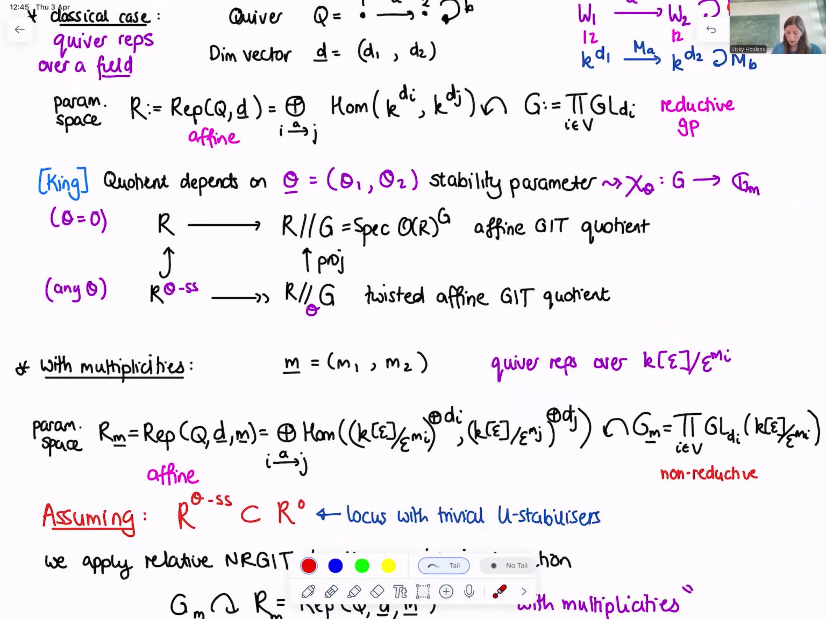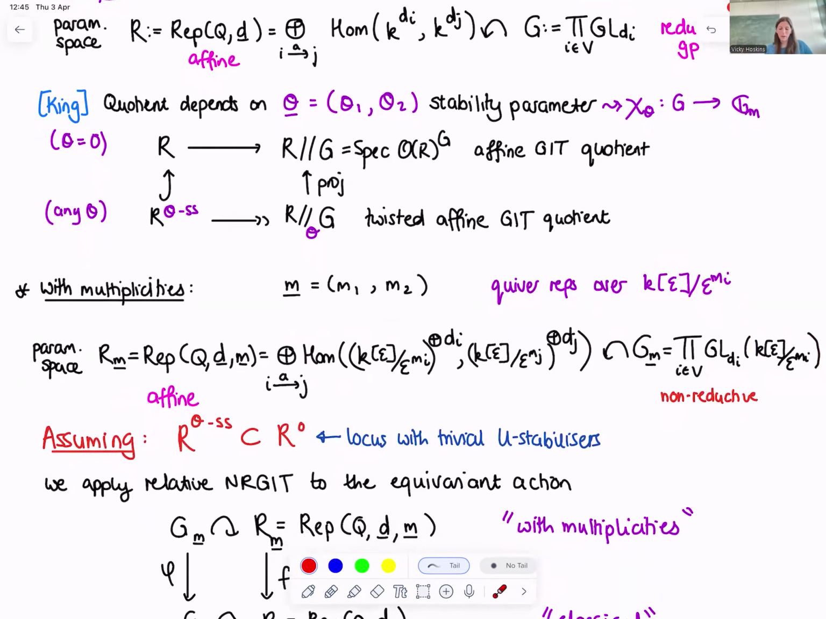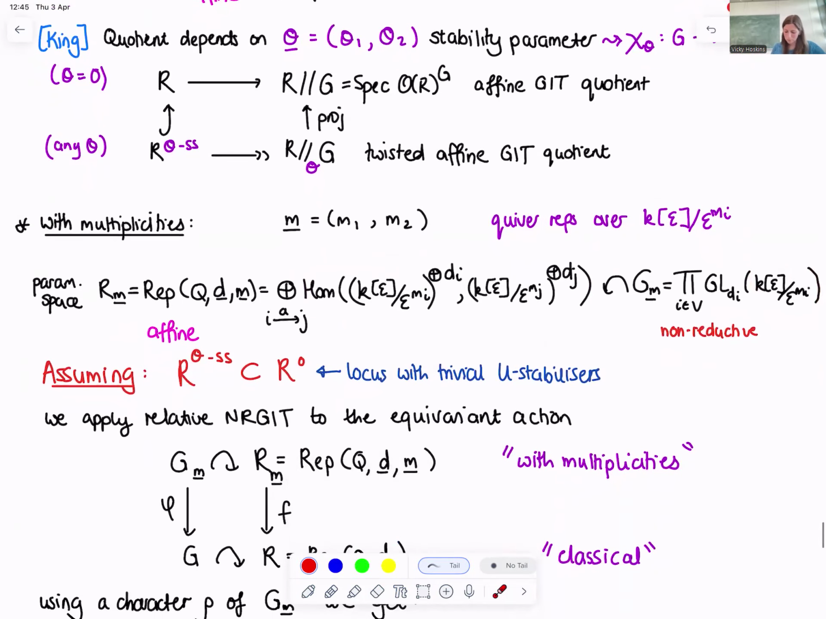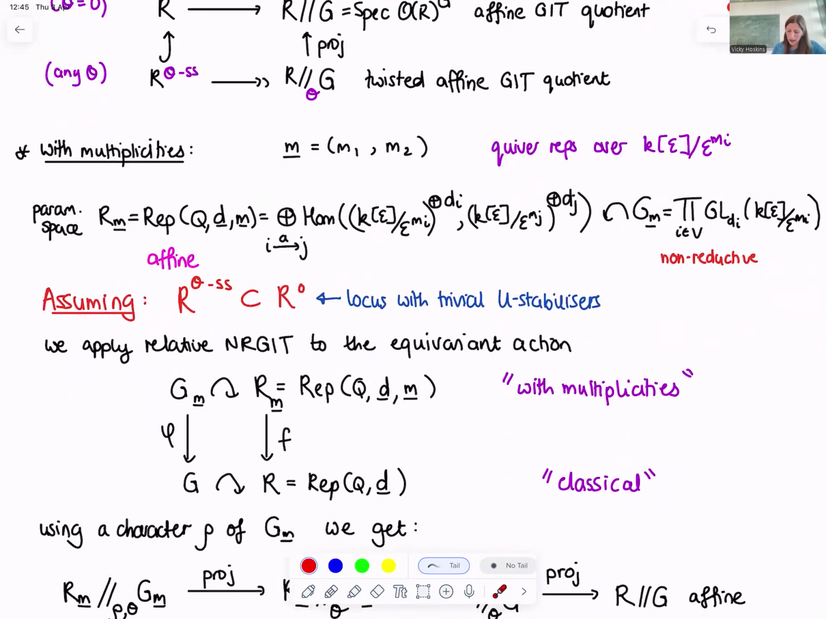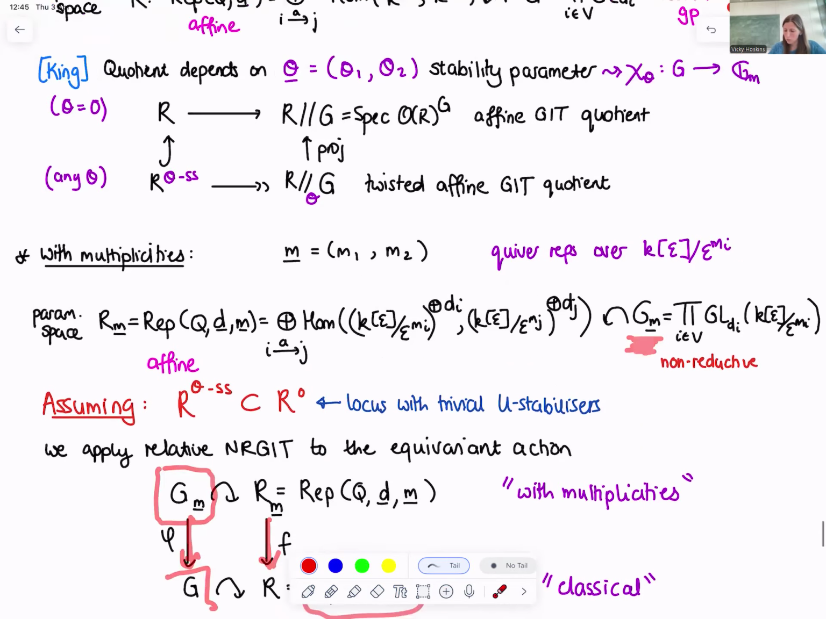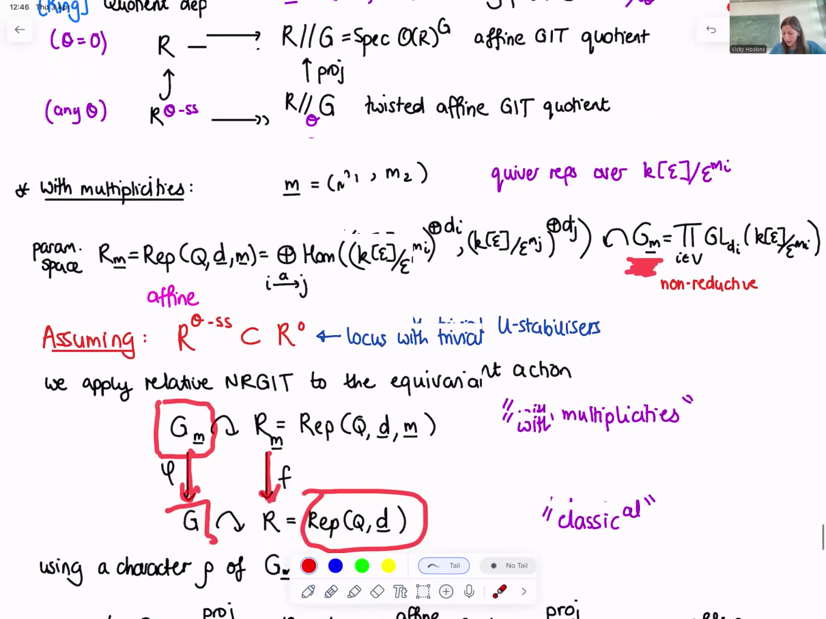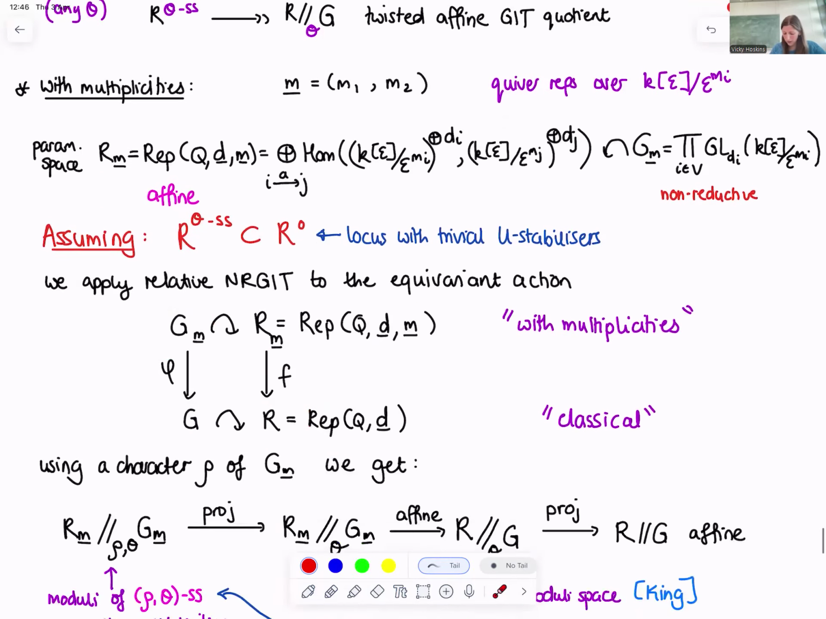And so what do you get? Well, you get, again, an affine space parameterizing these. And you have a group, which is the general linear groups on these spaces, which are non-reductive, acting. And this is precisely an equivariant setup. So actually you have a natural map from the space of quivers with multiplicity to without, so this map F. And you also have the non-reductive group. When you quotient by its unipotent radical, you get this group G up above here. So it's precisely the kind of situation that we were interested in.